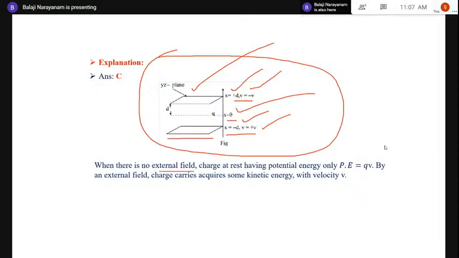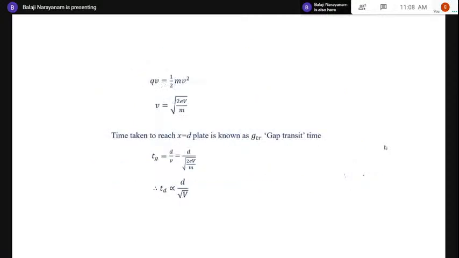When there is no external field applied, the charge at rest has potential energy only, PE, that is potential energy, and it is equal to Q into V. By an external field, the charge carriers acquire some kinetic energy with velocity v. This is the reason why in the previous problem also we equated QV equal to half mv square. If you remember, we used the same equation where m is the mass and v is the velocity. So half mv square is equal to this.